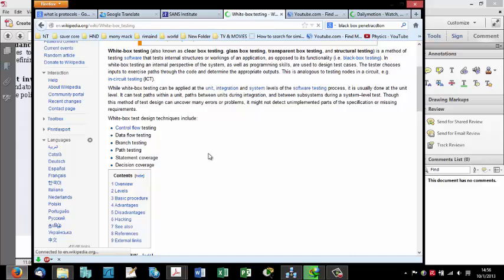Any idea why we conduct the white box test? I tell you everything. You say full knowledge white box testing can be applied at the unit, integration, system level of the software testing process. It's usually done at the unit level. You can test parts within a unit, parts with units within integration, and between subsystems during a system level test. Though this method of test design can uncover many errors or problems, it might not detect unimplemented parts of the specification. It's not exactly the security risk.